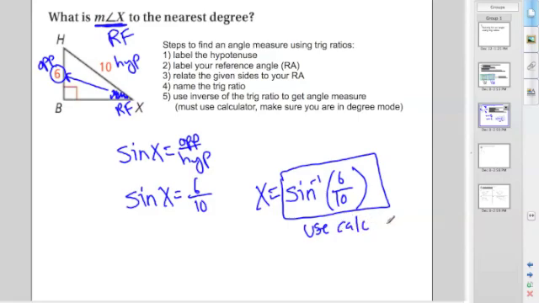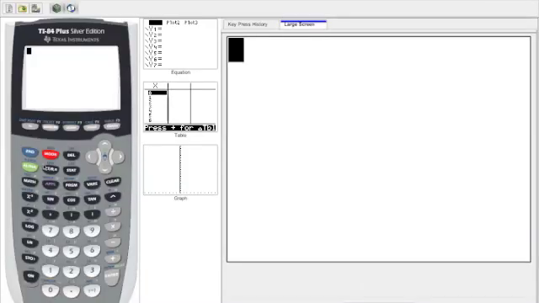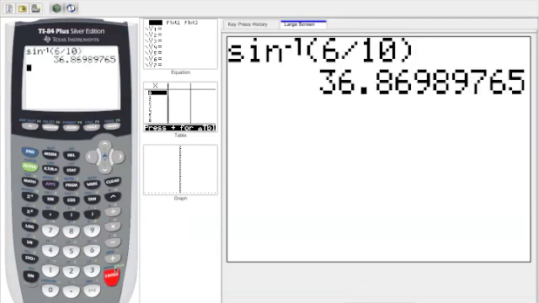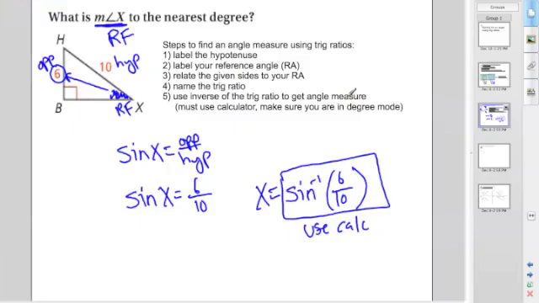So let's go to our calculator. We're going to hit second sine and do 6 divided by 10, close our parentheses. We get 37 degrees because the question says round to the nearest degree. So therefore, x is 37 degrees.